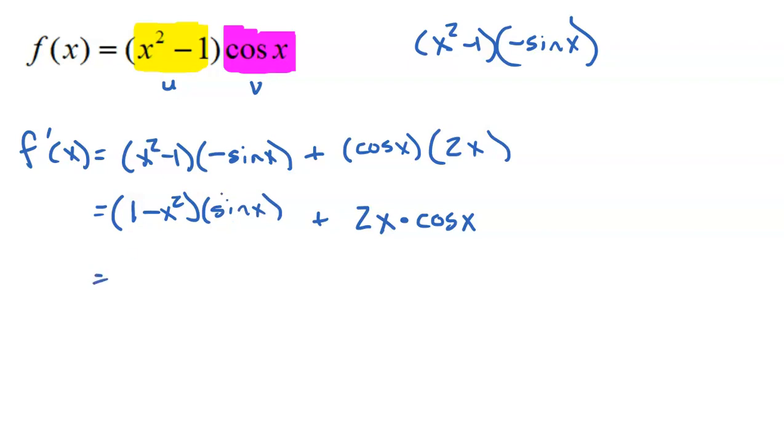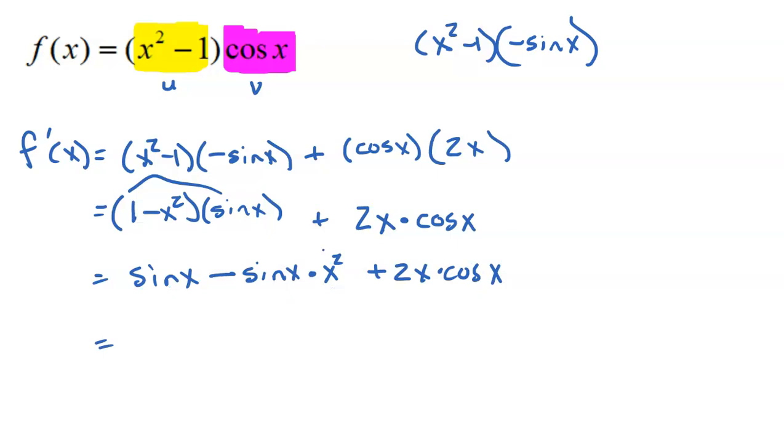I could distribute that sine of x and get sine of x times 1, which is sine of x, minus sine of x times x squared, plus the 2x times cosine of x. That all looks a little bit better. Some people might even move that x squared right here to the front, that way you don't think it's inside the sine. So we'd have sine of x minus x squared times sine of x plus 2x cosine of x. So a couple different things I could do algebraically here to clean this one up. But at the end of the day, I really do need the product rule here to answer this question. So it's a pretty good one. Hopefully no major issues there. Hopefully that all makes sense.